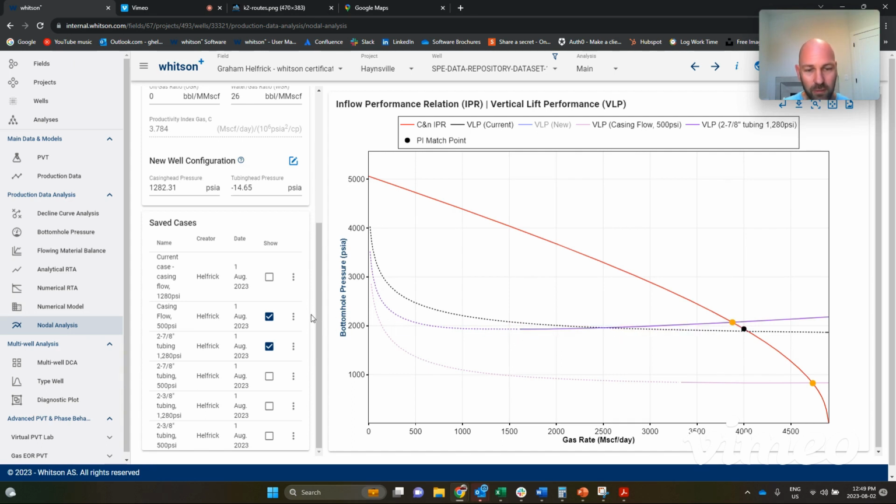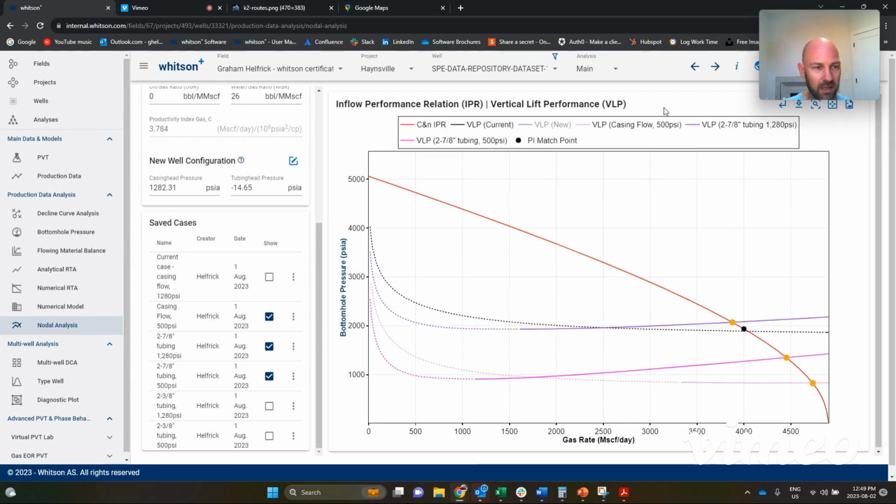So 2 7/8. What if we lower the wellhead pressure to 500 pounds with 2 7/8 inch tubing? All right, well, we're going to increase our rate here, higher drawdown, and we are going to delay liquid loading even further down to about 1.1 million cubic feet per day. Okay, so now we're comparing 4 scenarios: our current operating condition, liquid loaded and casing, keeping the casing but dropping the wellhead pressure, installing 2 7/8 with a high wellhead pressure, installing 2 7/8 with a low wellhead pressure.